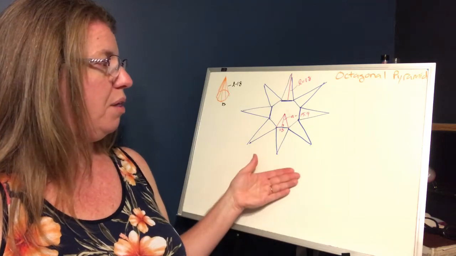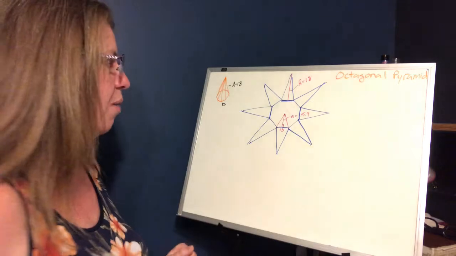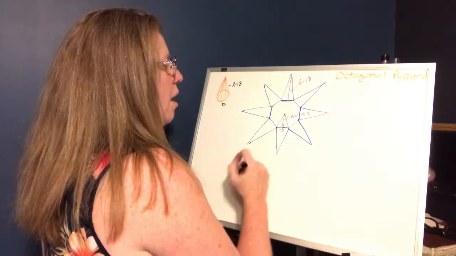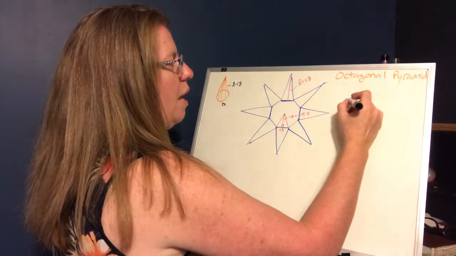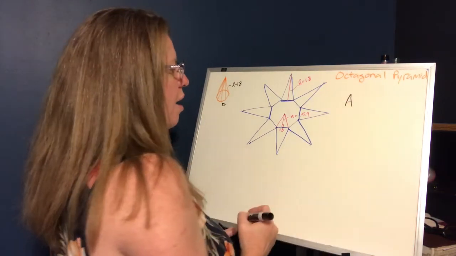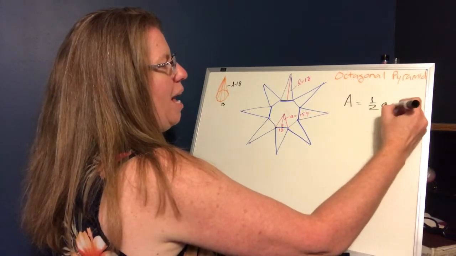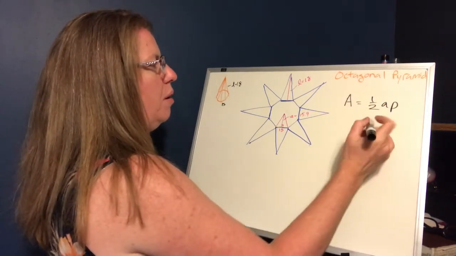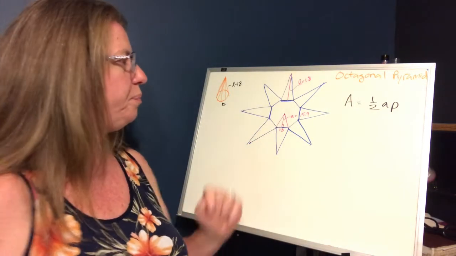So let's start with, either way, we're going to have to find the area of the base. So let's go ahead and get that one over with first. We have an octagon here. So if you remember, the area of a polygon was 1/2 AP, where P is the perimeter and A is our apothem.